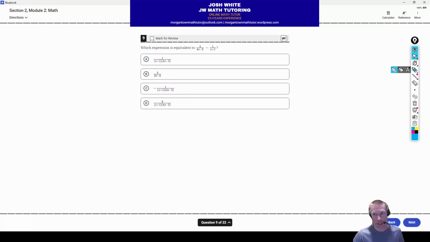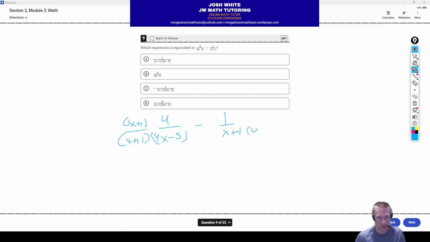All right, next up, number 9. Here we have two rational expressions that are being subtracted. So just to show you the way you would do this by hand first, and then I'll show you the quick and easy way to do it in Desmos. If we get a common denominator, so you'd multiply the first one by x plus 1 over itself, and the second one by 4x minus 5 over itself. Now, we have a common denominator on the bottom of x plus 1 times 4x minus 5.